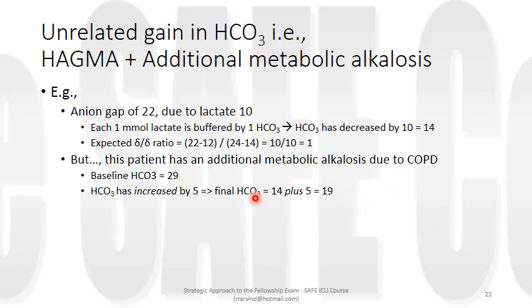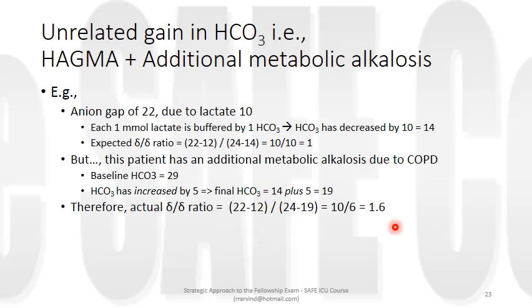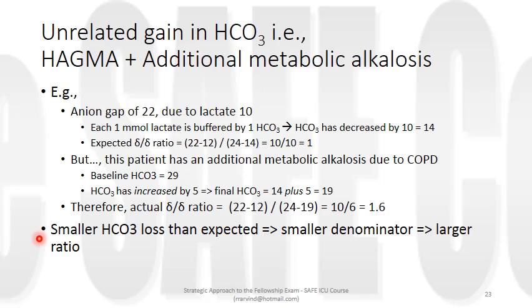It's higher. The actual delta-delta ratio therefore is 22 minus 12, so about 10, divided by 6, because this difference in the denominator is much lower than expected. So the actual delta-delta ratio is not 1, but 1.6. It's higher. The bicarb loss being smaller than expected has resulted in the denominator being smaller than expected, and the ratio therefore being higher than expected.